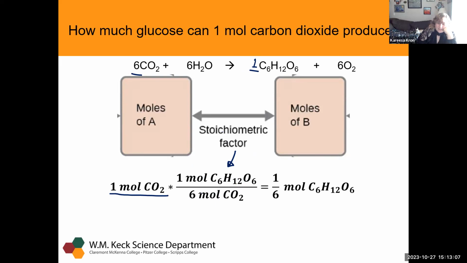And what that tells me is that if I have 1 mole of CO2, I can produce 1/6 of a mole of glucose. So if I only had 1 molecule of CO2, I couldn't produce glucose because I need 6 molecules to get 1 glucose out. And so this is an example of moving in the center of the chart. I can go from moles of one of my compounds to moles of another via this stoichiometric factor. So I multiply moles of A by the stoichiometric factor and I get moles of B.